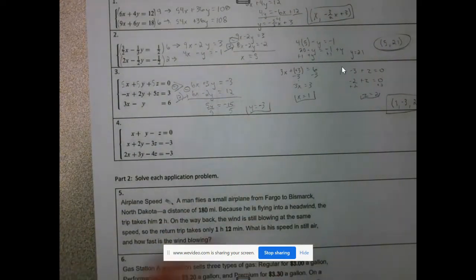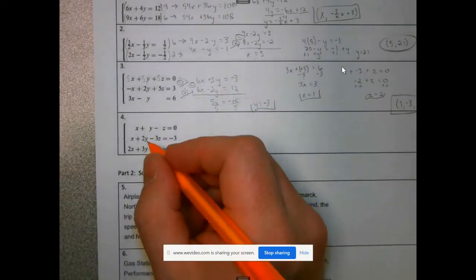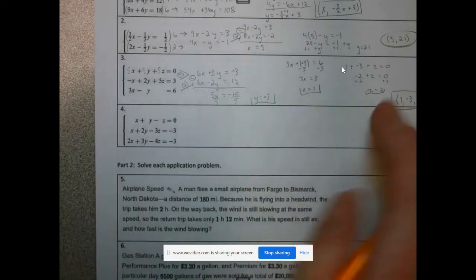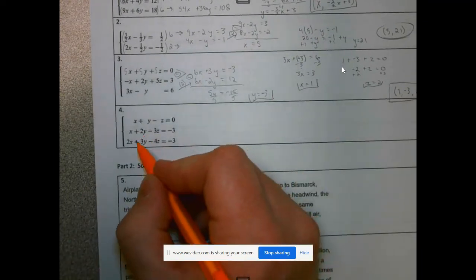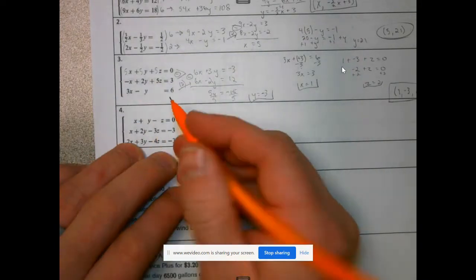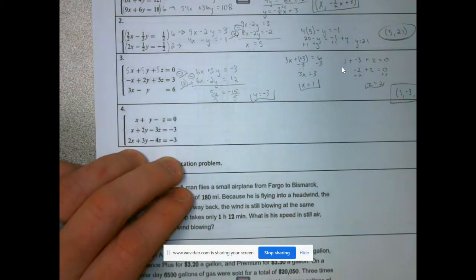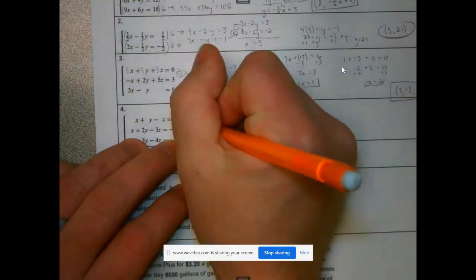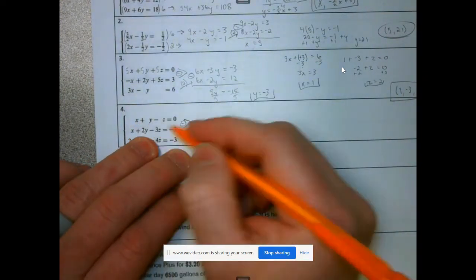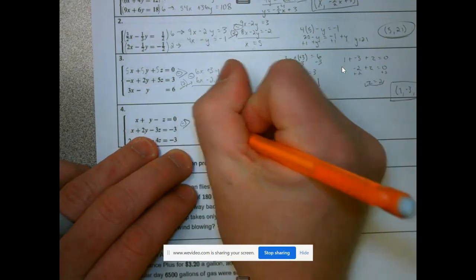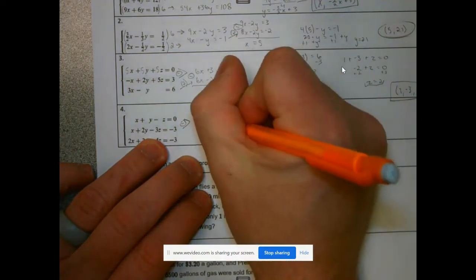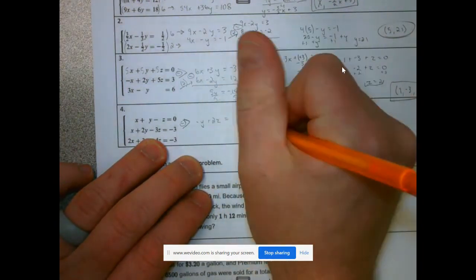Okay, so here in this one, all of my equations have all three variables. And it looks like it doesn't matter which one you want to eliminate. I'm just going to eliminate x's because they have the most ones in them. So we're going to take these two and subtract them. So 1 minus 1 goes away. 1 minus 2 is negative 1y. Negative 1 minus negative 3 is 2z. And 0 minus negative 3 is 3.